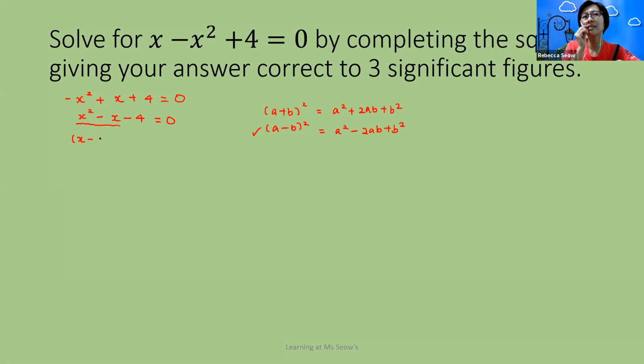The second term in the bracket is actually half that of the term in the equation. Because when we expand it out, we have a minus 2ab. If we were to work backwards to find this term, it's actually minus b. So you have to halve this second term to find the value of b. The coefficient of negative x is minus 1. Half of it is minus half. And we square it.